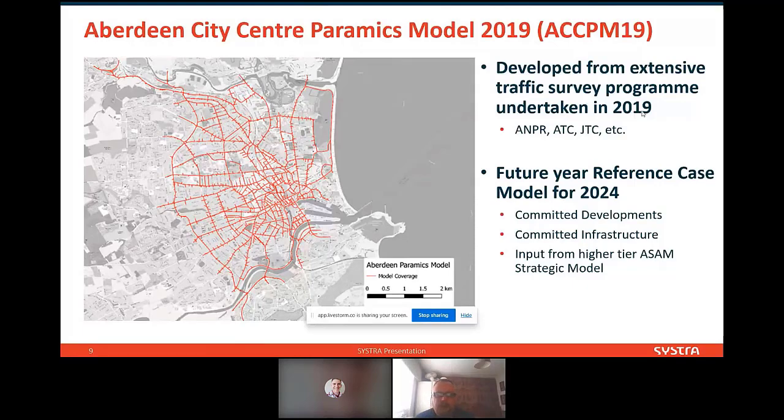From that base model, we therefore developed a future year reference case model, which was 2024, and we included committed developments and committed infrastructure known for that time. We also utilised input from the higher level strategic model, the ASAM model, which covers the whole of the northeast of Scotland, to apply the impact of development and infrastructure outwith the model area itself. So there was input from the higher tier strategic model to develop our future year reference case model.